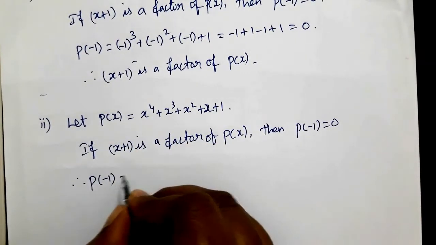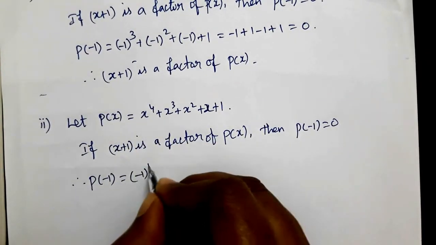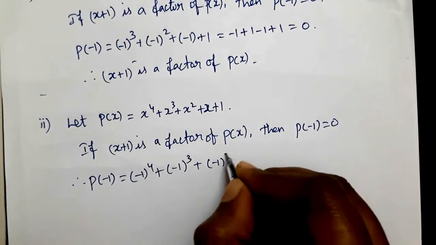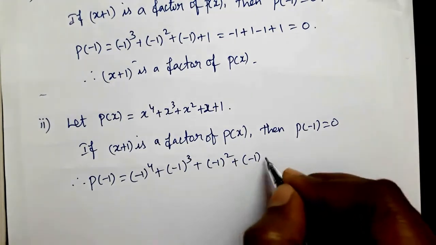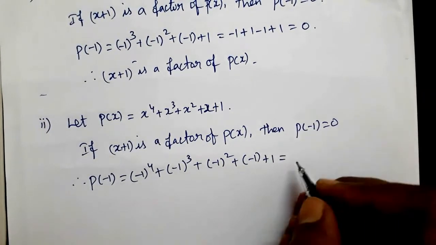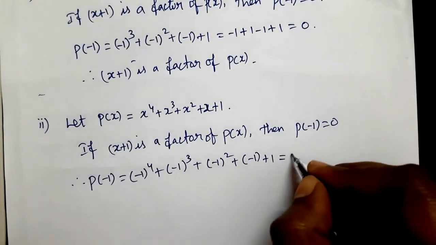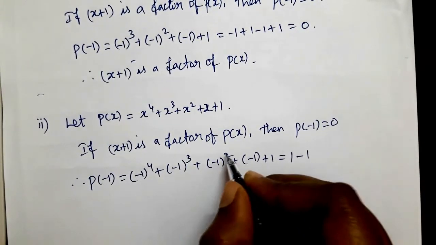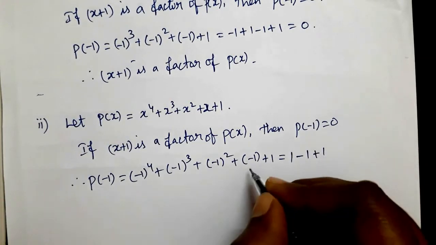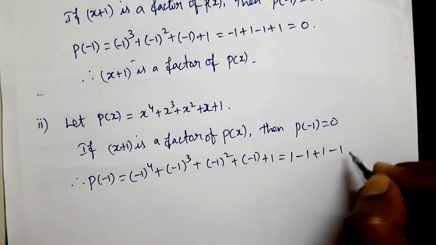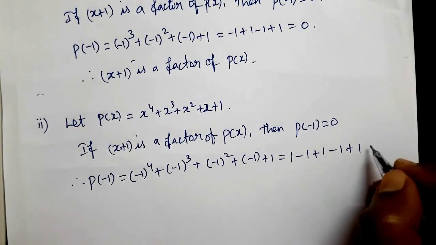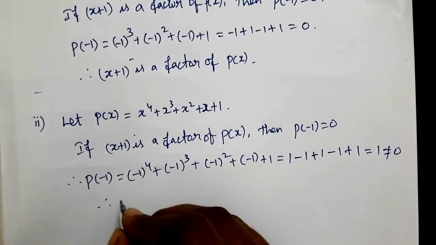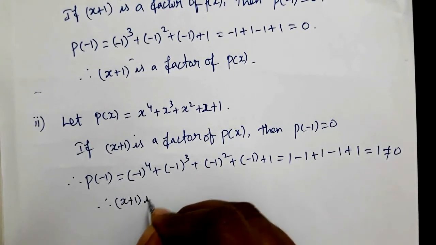Here instead of x we can substitute minus 1. We will get minus 1 raised to the power 4, minus 1 raised to the power 3, plus of minus 1 raised to the power 2, plus of minus 1 plus 1. Simplify here, minus 1 raised to the power 4 we will get plus 1, minus 1 raised to the power 3 we will get minus 1, minus 1 raised to the power 2 we will get plus 1. Here plus of minus 1 we will get minus 1 plus 1. So simplify here, we will get 1. This is not equal to 0. Therefore, x plus 1 is not a factor of p of x.